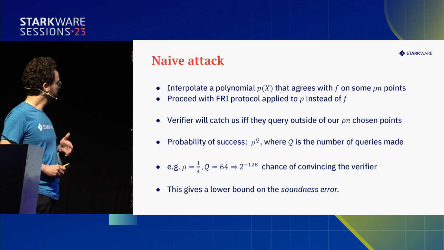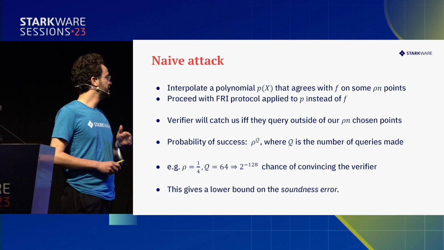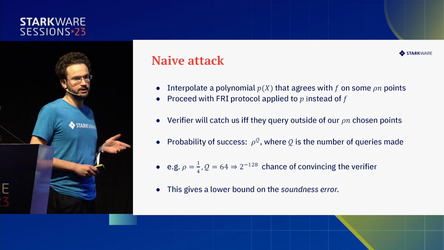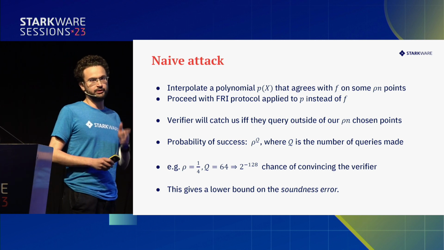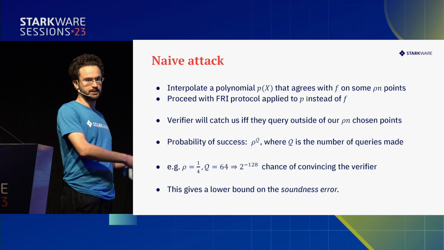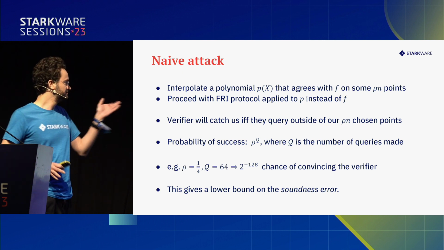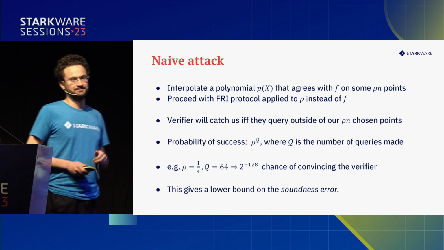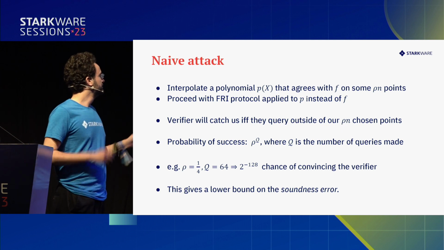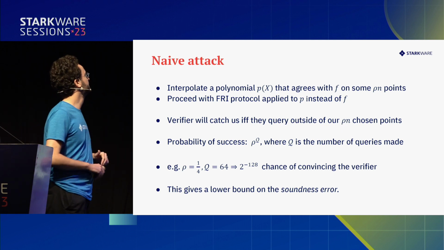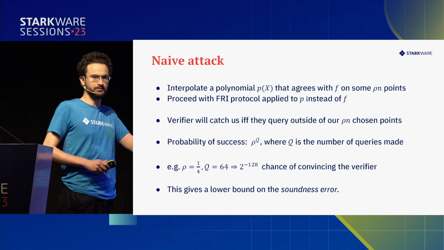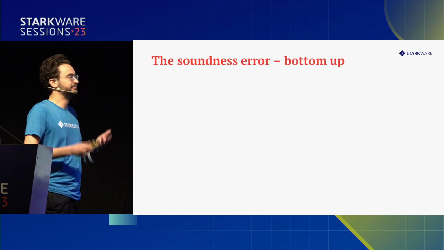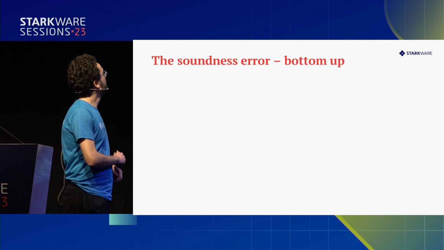For example, with some numbers, if rho is 1/4 and the number of queries is 64, then there will be a probability of 2 to the minus 128 that the verifier won't catch us, that it will accept this false proof, which is good. That doesn't happen. Okay, so that's basically how we analyze the soundness, and this gives us just the lower bound, and we're also interested in the upper bound, which is actually the security that we have, right?